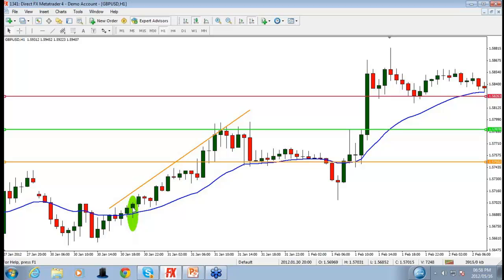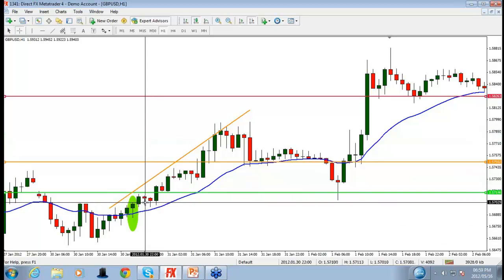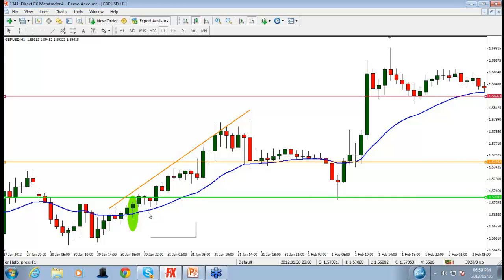Rule number 2, place a pending order 5 to 10 pips above the high of the pin bar. Okay, pending order again. This one is my entry order, the green line. So I'll move it down there and let me find 5 pips right there. Okay, so I'm going to put it roughly there. That's 5 pips.